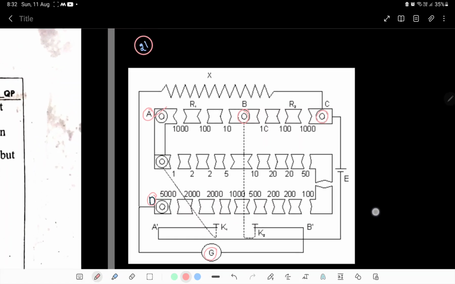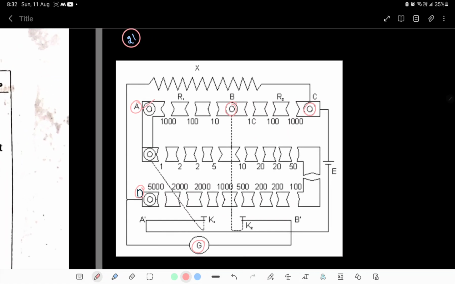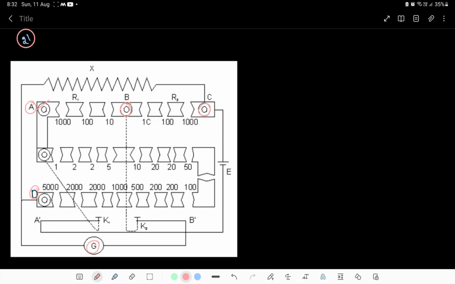So here, if we convert this post office box into a Wheatstone bridge, it looks like this. For example, let it be A, let it be B, let it be C, let it be D. Between A and B there are values like 10, 100 as well as 1000, and there will be plugs here.